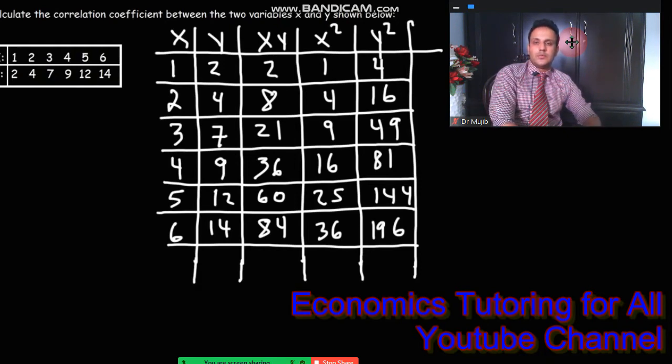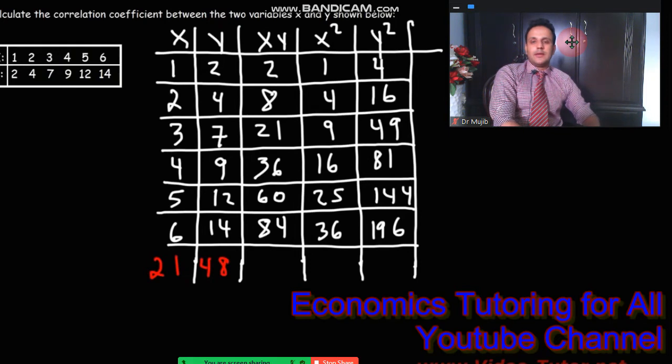We have to find the values of summation x, summation y, summation xy, summation x square and summation y square. Now adding the values of the first column, x values, summation x is 21. Summation y means adding the second column values like 2, 4, 7, 9, 12, 14, and this is equal to 48.